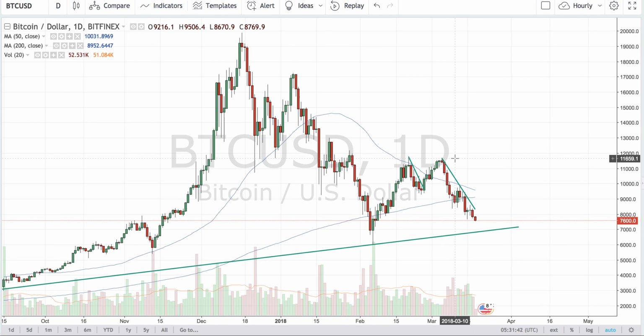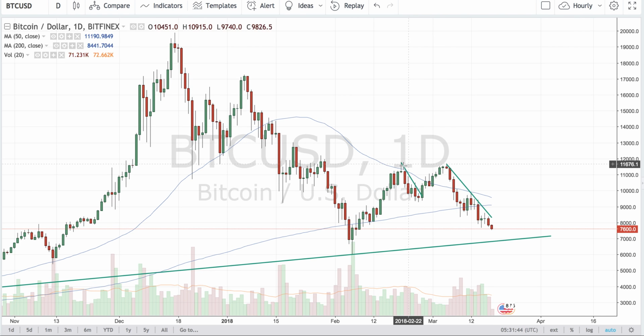Another worrying sign is, you see here, this was kind of a double top in the short term. So this is going to be a very major resistance when we go up, but that is still too far away. So we need to worry about these two.